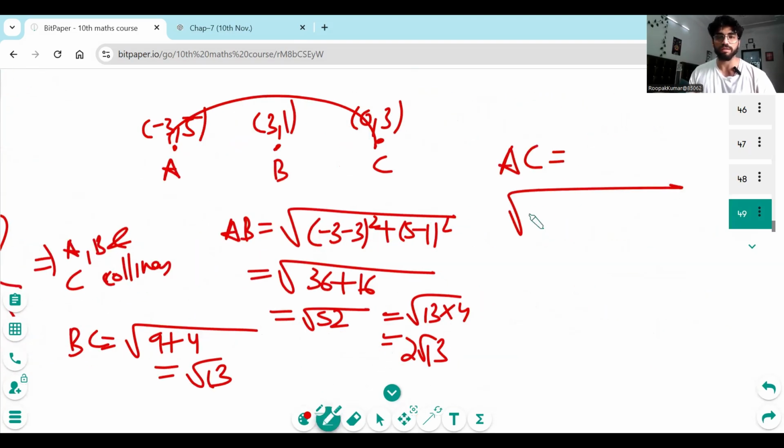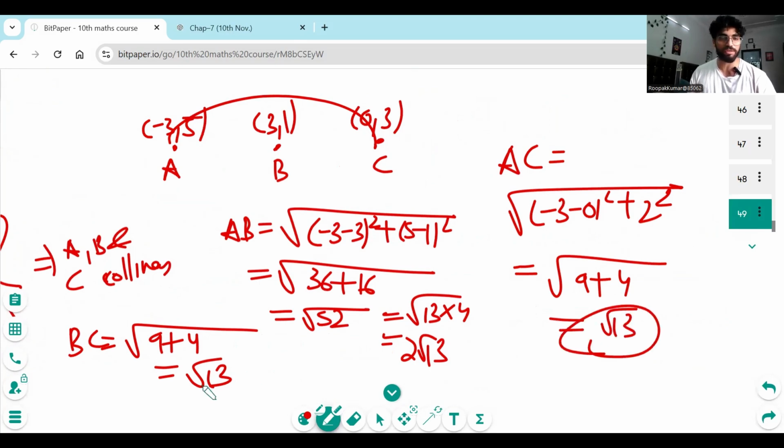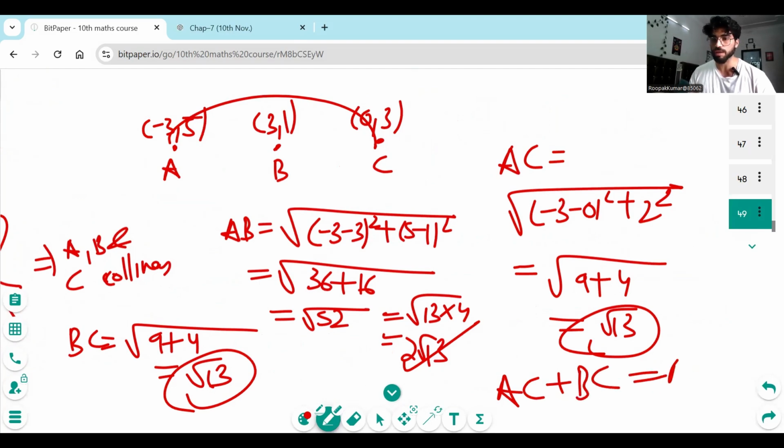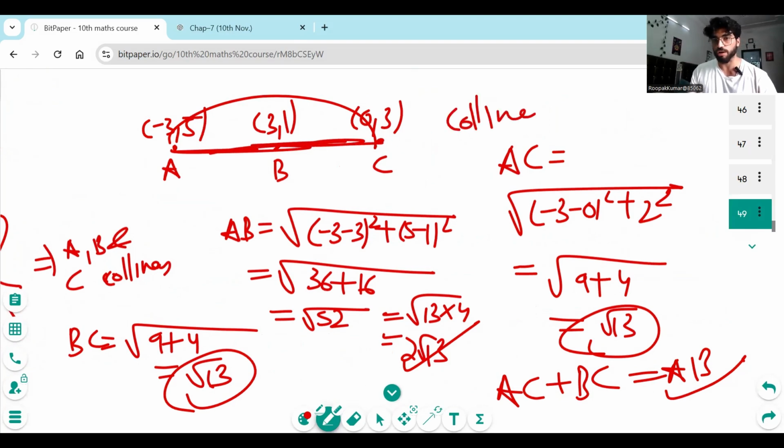So I will get (minus 3 minus 0) square plus (5 minus 2), that is 2 square. So again, we are getting 9 plus 4, which is root 13. Can you see that root 13 plus root 13 is 2 root 13? That is AC plus BC, we are getting equal to AB. Since the sum of any two sides is equal to the third one, yes, these 3 points are collinear. That's how we check collinearity.